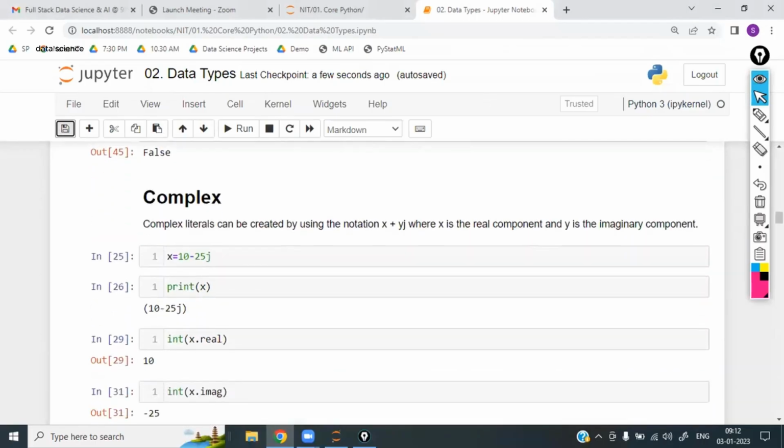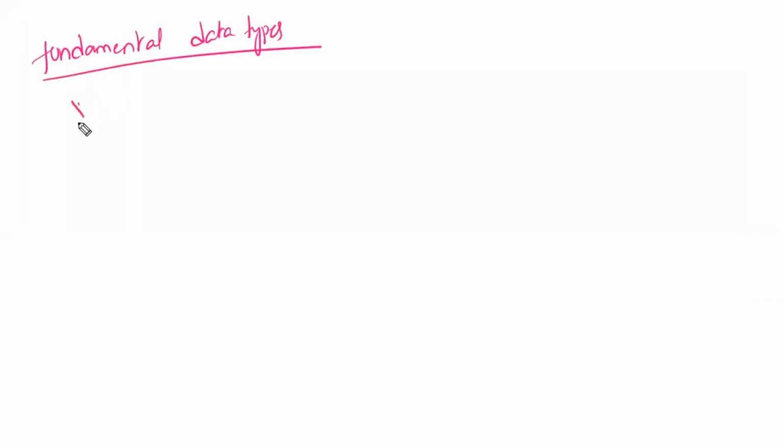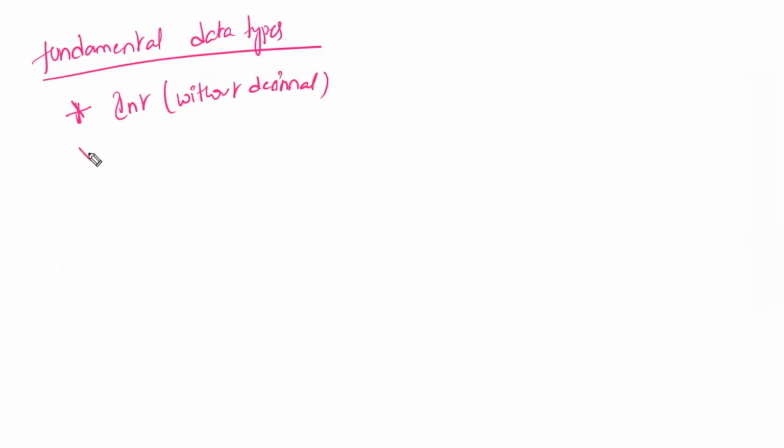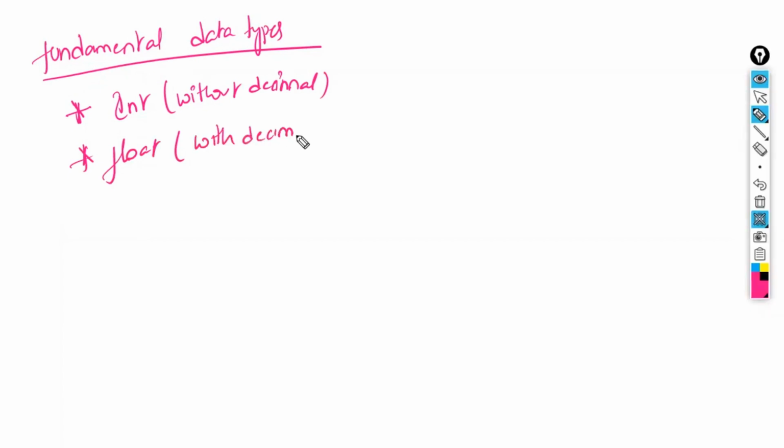So in the last class, we were discussing the fundamental data types, right? In the fundamental data types, we discussed the first one, int, which is a numerical value without any kind of decimal. Next, we discussed float. Float is a numerical value with a decimal.